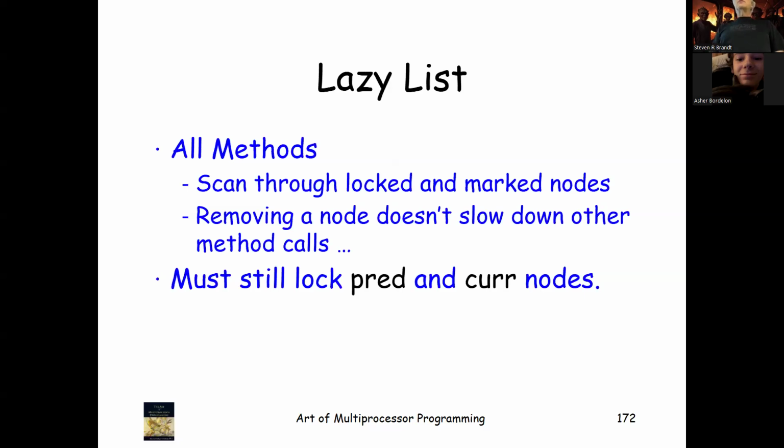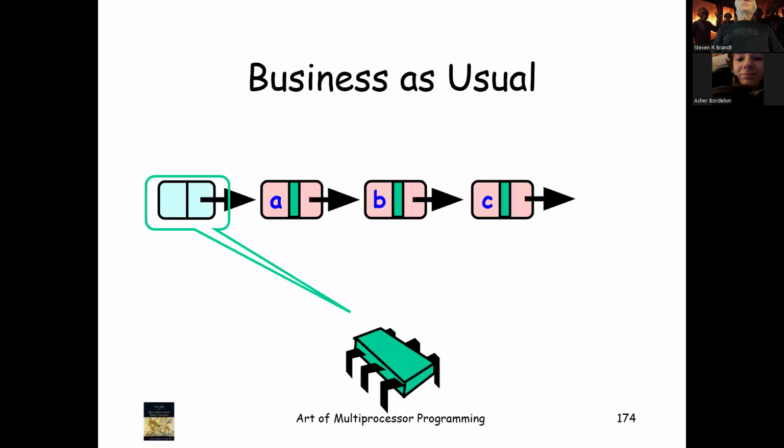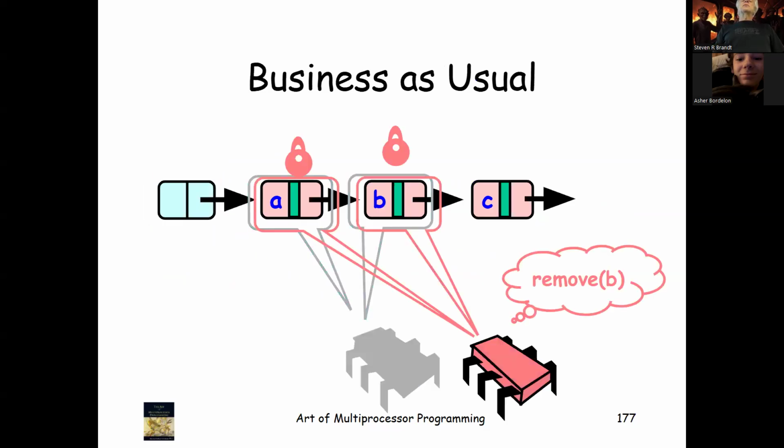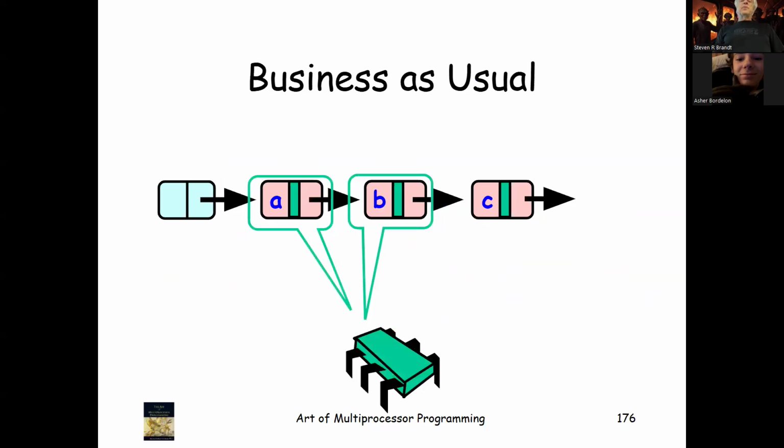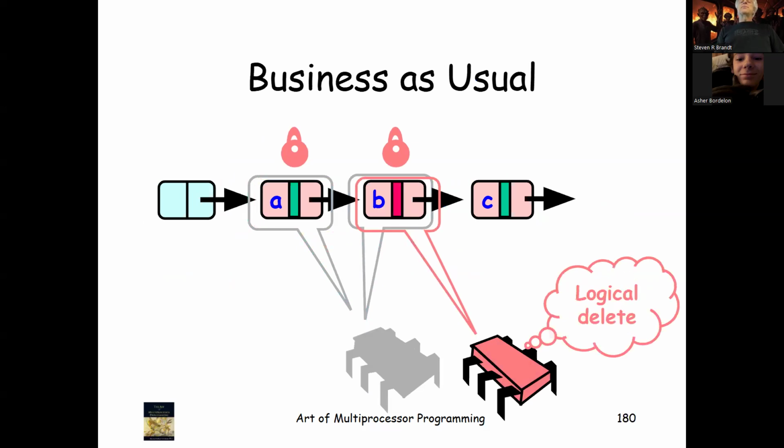But we still have to lock the predecessor and current nodes. But there's no need to rescan the list. We check that the predecessor is not marked, the current is not marked, and that the predecessor points to the current, and then everything is good. So business as usual, right? We're going to go through here, and we want to remove B, and A is not marked and B is not marked. Then we can do the logical delete, and then the physical delete, right?